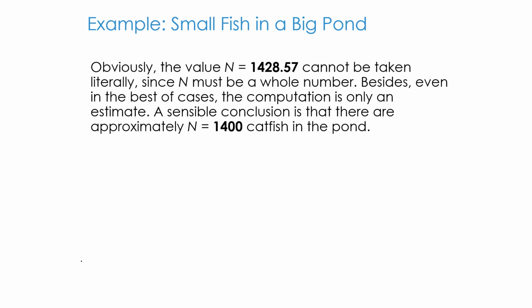Obviously, the value n equals 1428.57 cannot be taken literally since n must be a whole number. Besides, even in the best of cases, the computation is only an estimate. A sensible conclusion is that there are approximately 1,400 catfish in the pond. If I don't tell you where to round, you can round to wherever you think is reasonable, but of course, you really could not round to the tenths place. That wouldn't make sense in the context of this problem. But the ones place, the tens, or the hundreds place would be fine.